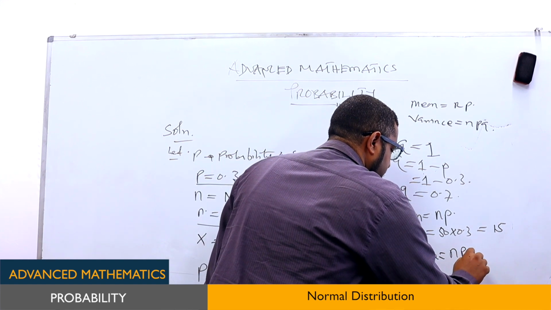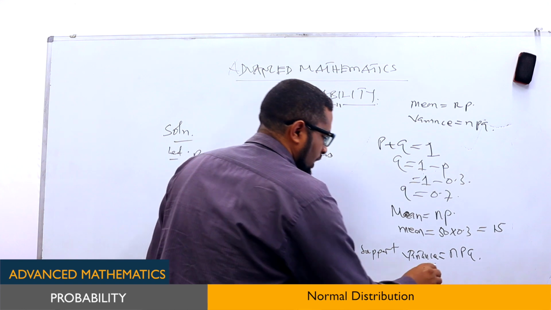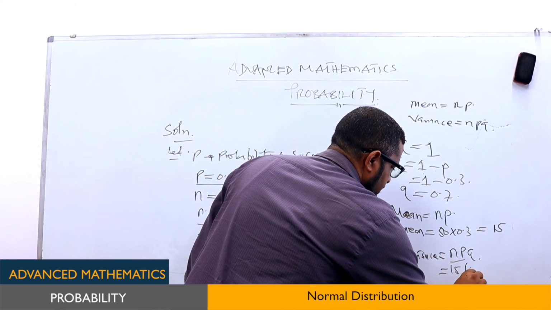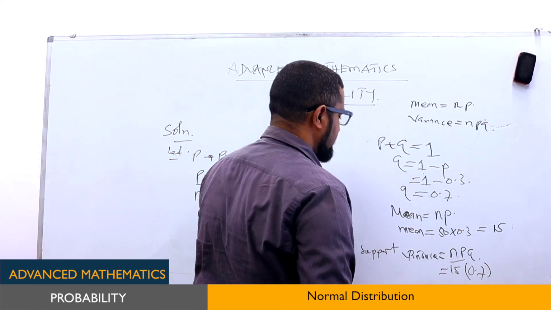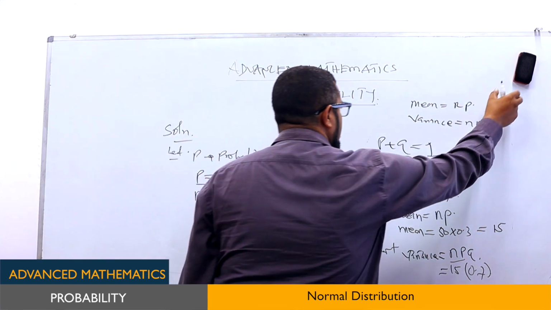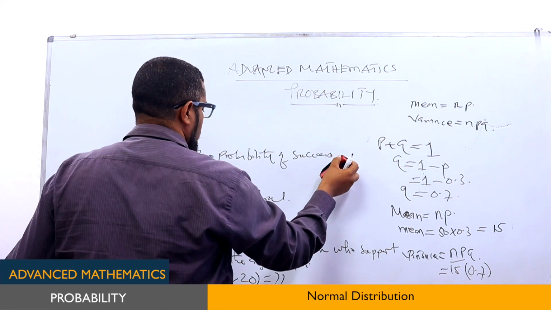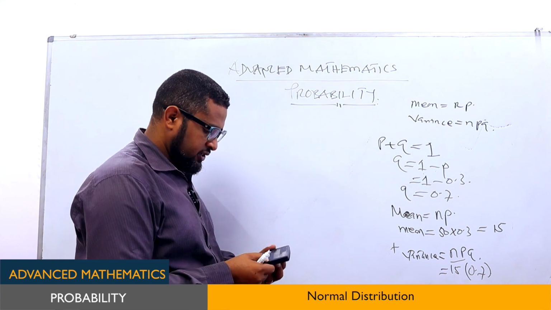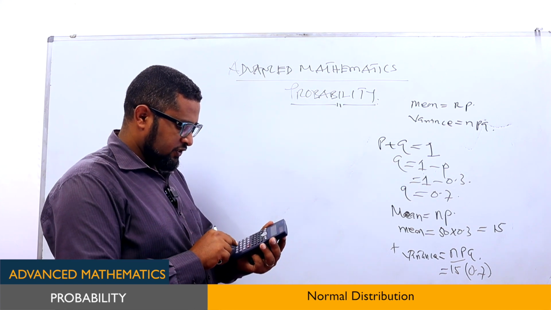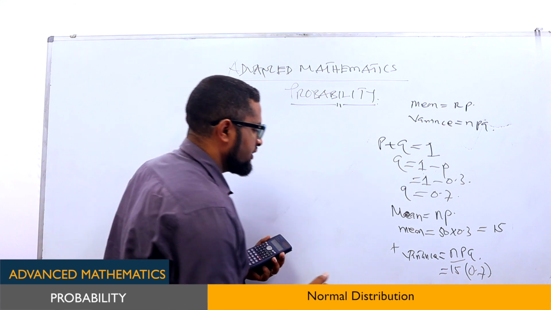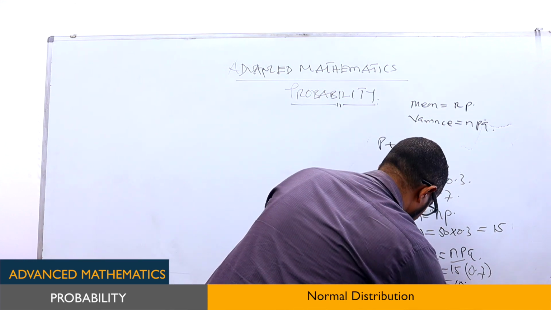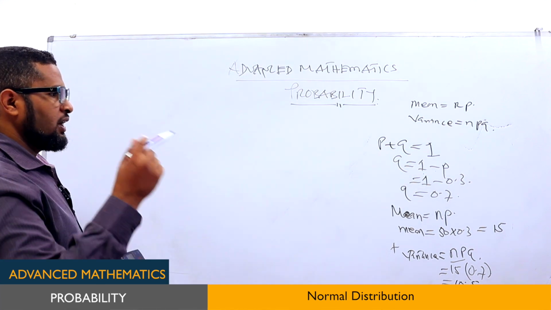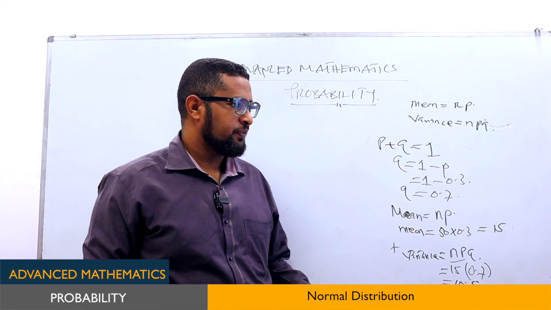Now checking the variance is npq. But you already have np. Our np is 15. What is our q? It is 0.7. Then use your calculator, multiply and see what the value will be. So if you use a calculator, 15 times 0.7 is 10.5.